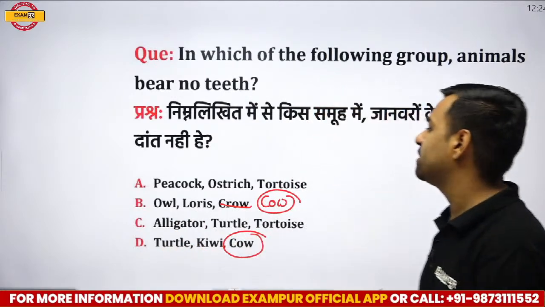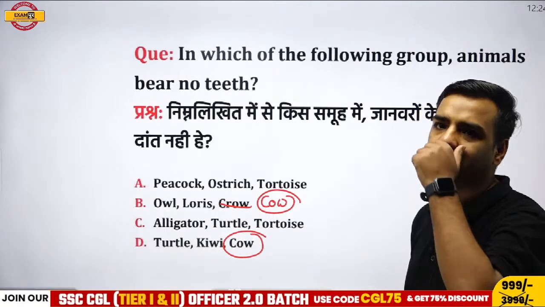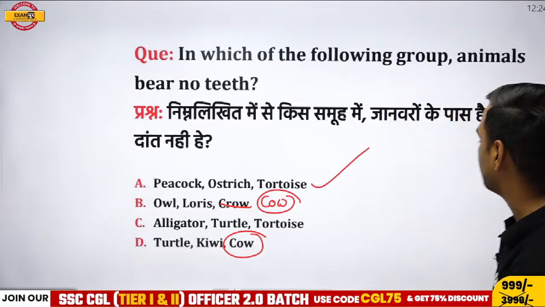But if I go with the first part, that is peacock, ostrich, they are not going to have teeth. And hence, option number A would be correct over here. So yes, all of you were correct. That is option number A.